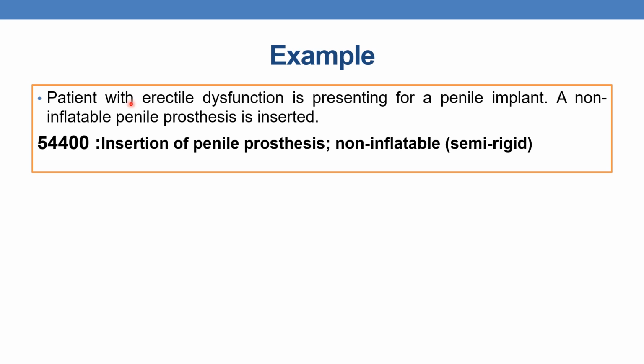Let us see an example. Patient with erectile dysfunction is presenting for penile implant. A non-inflatable penile prosthesis is inserted. So here the CPT is 54400, insertion of penile prosthesis non-inflatable.